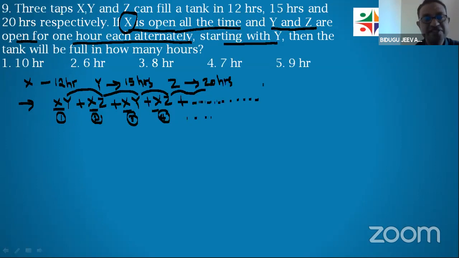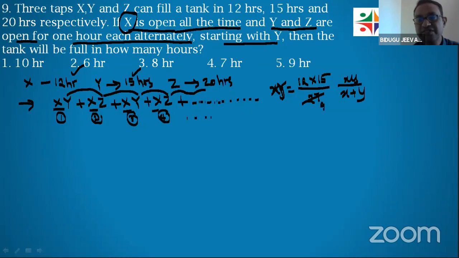XY. If both can work, the rule I said very clearly is 12 into 15 by the total, 27. The rule is XY by X plus Y. So this is XY capacity. 3 nines, 3 fours, 3 threes, 3 fives. Together 20 by 3. Following? Okay, I got the capacity of XY.